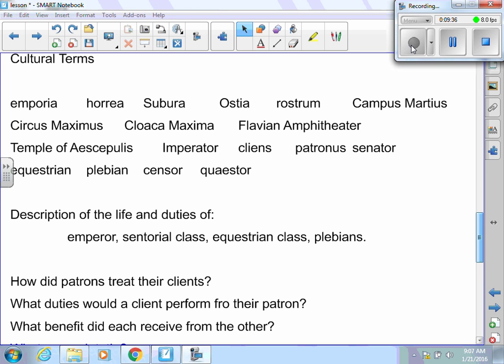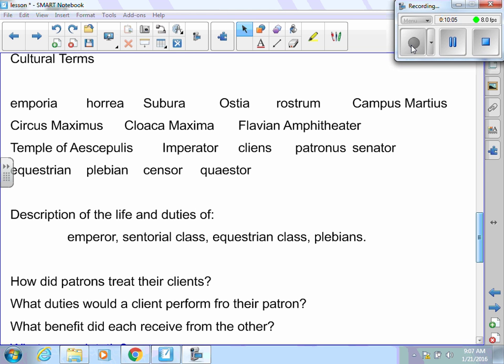A client is somebody who basically performs political favors for his patron, and in return he would receive some kind of token of appreciation, sometimes money, sometimes gifts, freedoms, other things that he would receive from his patron as a reward for his loyalty.